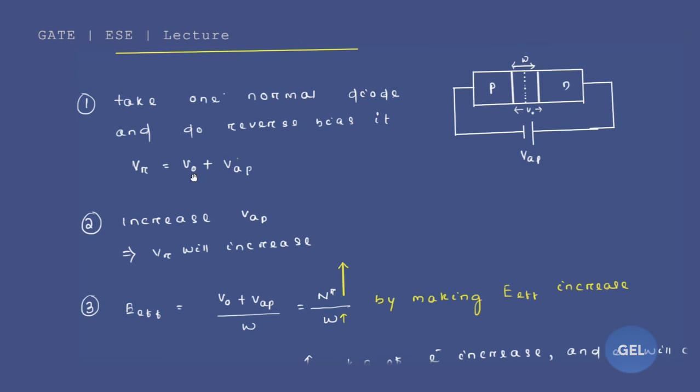Sir, this V naught means potential barrier, right? Yes. And V applied means this V applied, right?